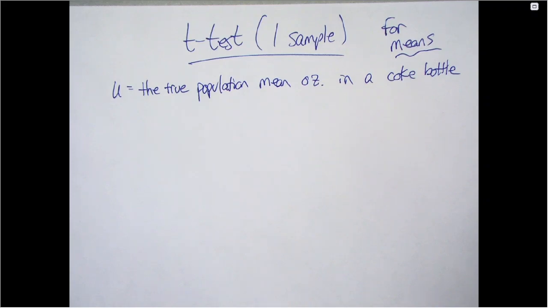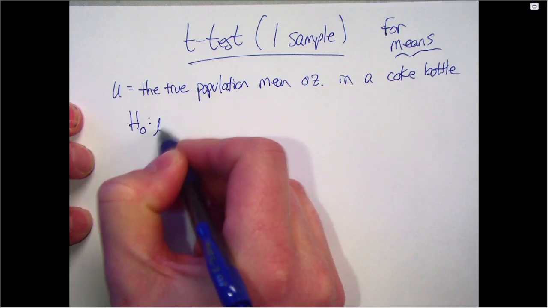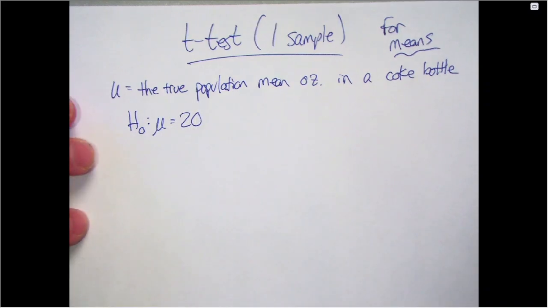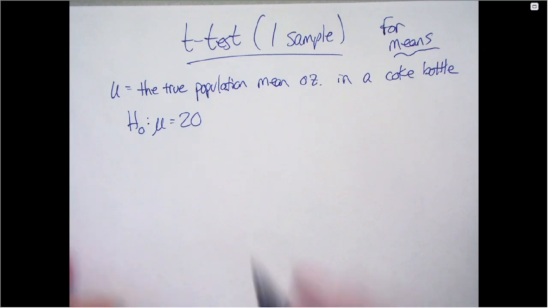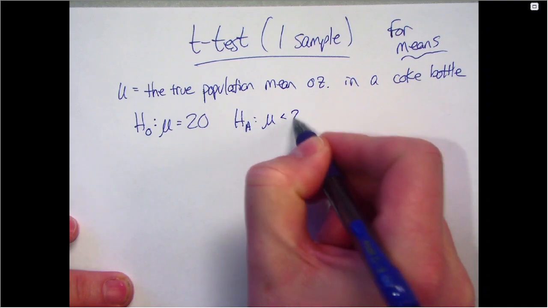Then you're going to put the H0 and the HA. So H0 is the initial claim. So we would assume that the mean is 20. And then we are suspecting that they're not putting as much in there as they claim. So our HA would be mu is less than 20.